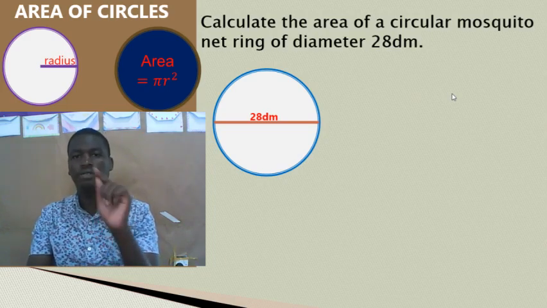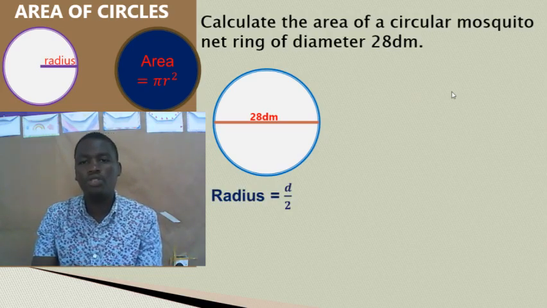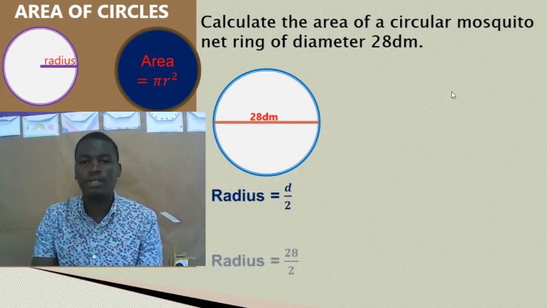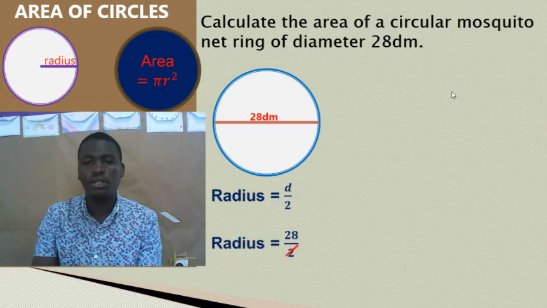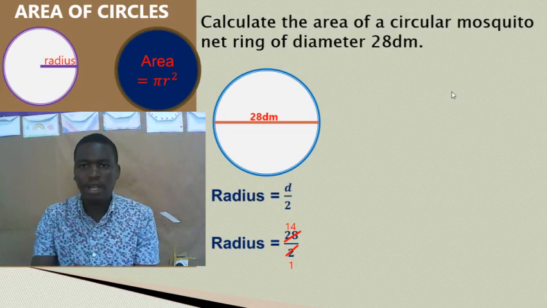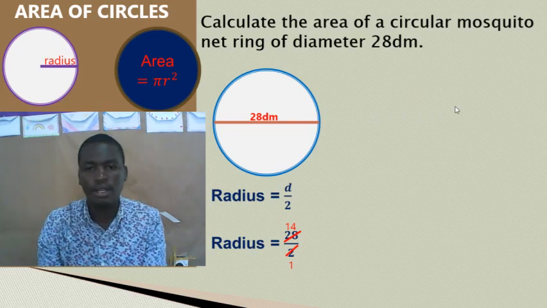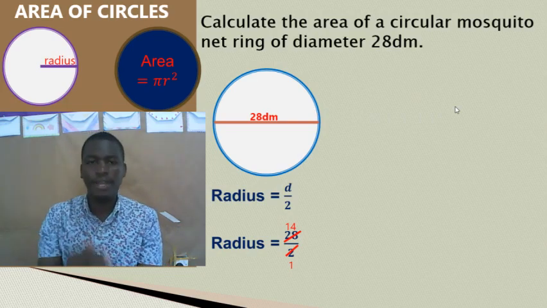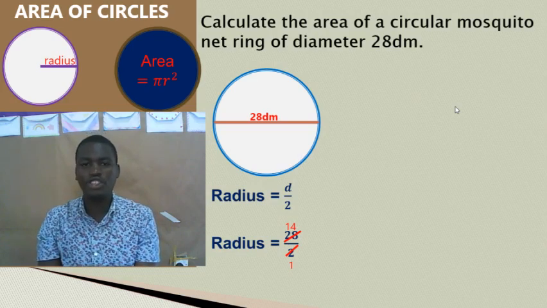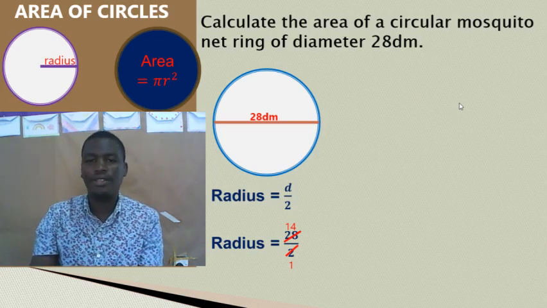You know very well how to change from the diameter to the radius by saying our radius is equal to the diameter d divided by 2, because 2 radii equals 1 diameter. So let's substitute. Our 28 divided by 2 gives 14. So the distance from the center of my circle, half of this, is 14 decimeters. There we are free to find the area, saying the area is equal to pi r squared. Dear children, we say area equals pi r squared. So let's find the area, since we know the radius.